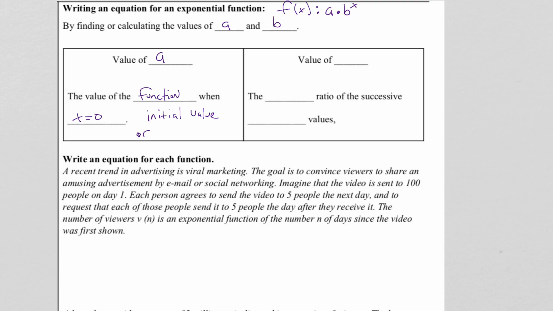Or when we were doing sequences, what was f of 1 when we were doing sequences? This is basically the first number in a sequence. But now that we're out of sequences, the initial value is basically when x is 0. So another way to think of this is also the y-intercept of an exponential function.